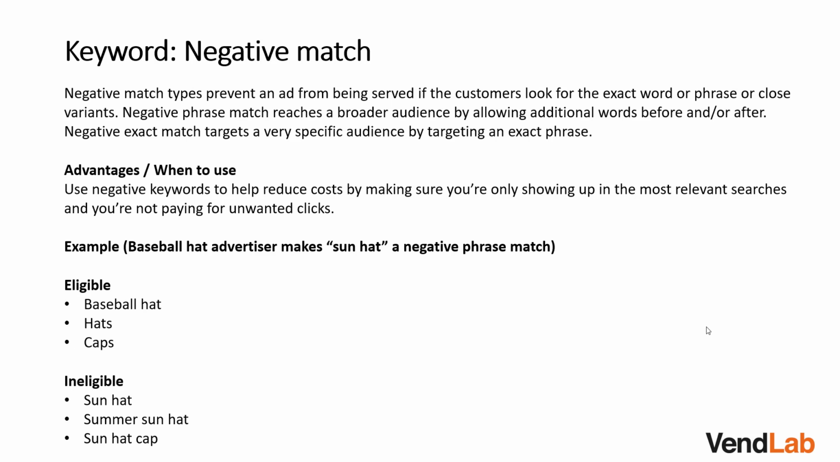Negative keyword matches prevent sponsored ads from appearing when the customer uses particular search phrases. Negative exact match prevents an advert from appearing when a specific phrase is entered. Negative phrase match reaches a broader audience by allowing additional words before or afterwards. Negative keywords can be used to reduce the cost of your advertising by making sure that your ads do not get served for non-performing key phrases. For example, if a baseball hat advertiser uses the phrase sun hat as a negative phrase match, baseball hat, hats and caps will be eligible phrases to show, but sun hat, summer sun hat and sun hat cap will not show because they have the phrase sun hat in them.